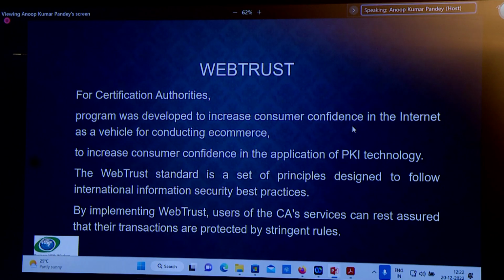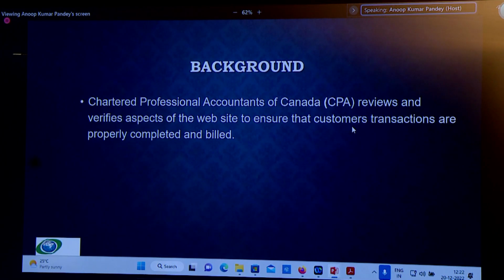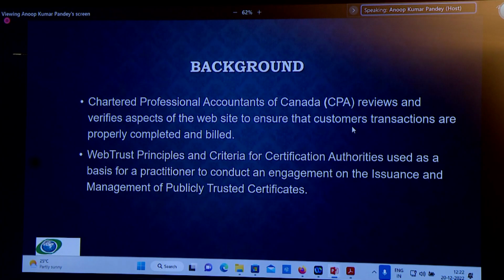By implementing WebTrust, CA users can rest assured that their transactions are protected by significant, stringent rules. Now, who creates this WebTrust is basically CPA Canada, the Chartered Professional Accountants of Canada, and AICPA. They review and verify the websites, and ensure the customer transactions are properly completed and billed.